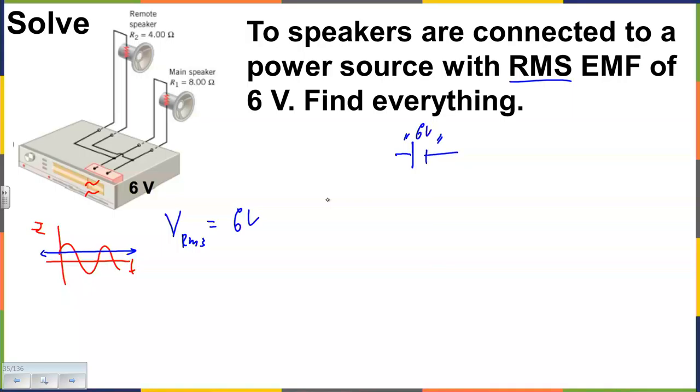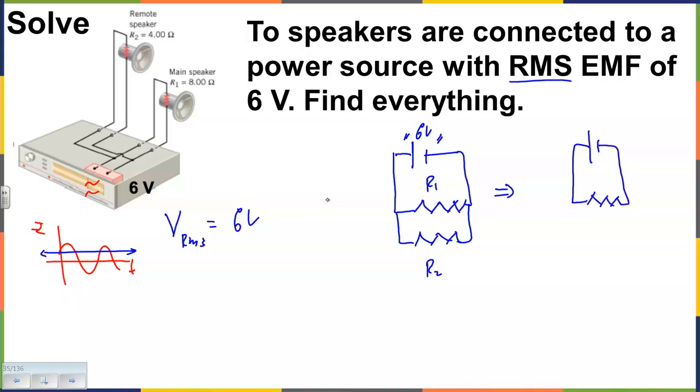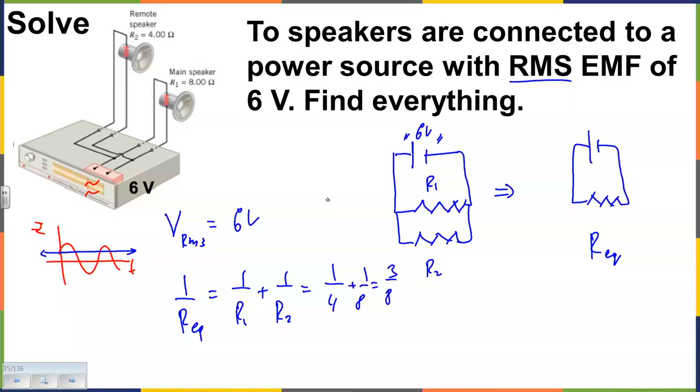So here the circuit has a battery, kinda, in quotes, 6 volts, and two resistors, R1, R2. Of course, the first intention is to replace these two resistors with a single one, R equivalent, and of course, we know what to do. We just have to apply the rule for resistors connected in parallel, and that is 1 over 4 plus 1 over 8, which is 3 over 8. What do we do now? Flip it. So R equivalent is 8 over 3 ohms.